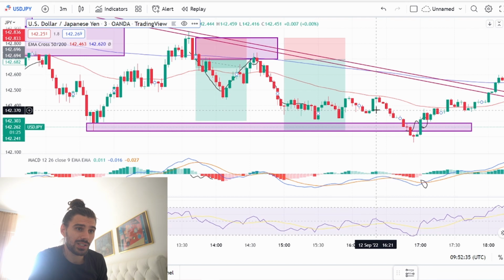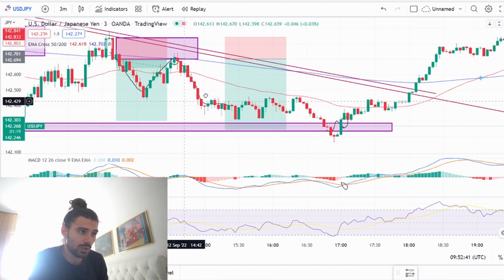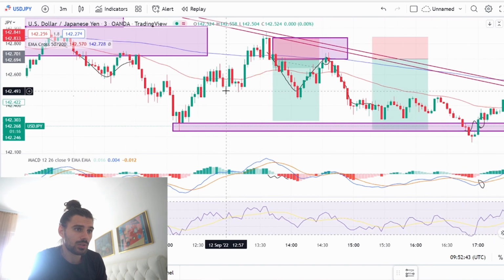But basically this was the strategy on the 3-minute chart, which basically works almost every time, and again it works even on bigger time frames.